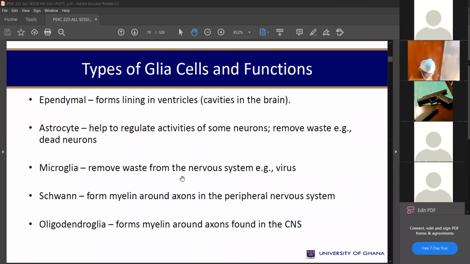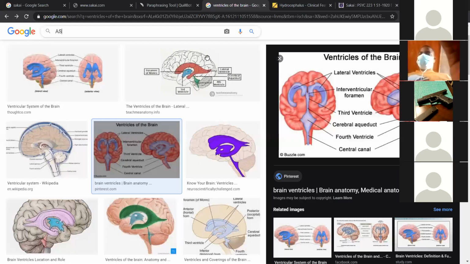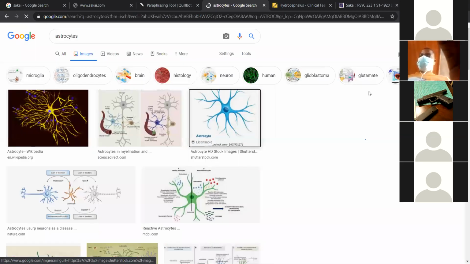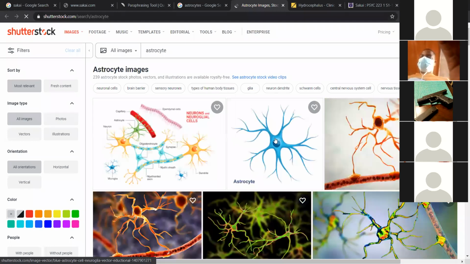So the next glia cell is astrocytes. The structure of the astrocyte is more or less like a star shape. Let me go back to Google and show you a typical astrocyte. Yeah, so this is a typical astrocyte. I hope you can see the blue diagram.